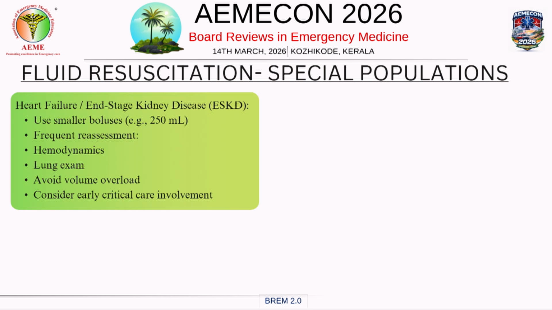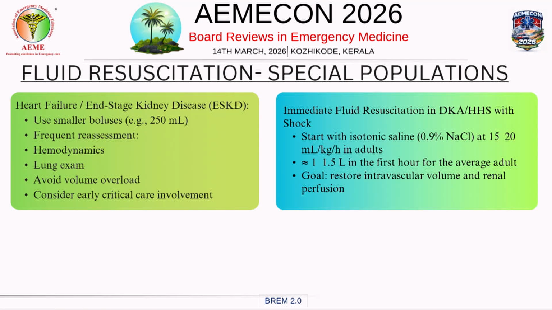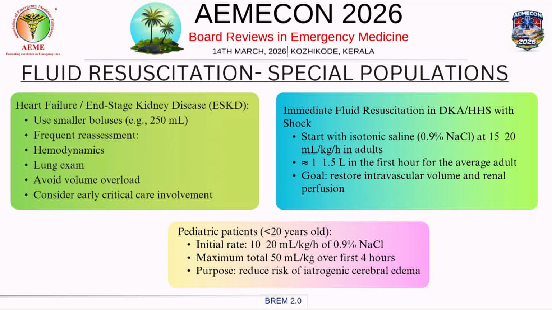Now some special situations. When you have a patient with heart failure or end-stage renal disease, use smaller boluses of around 250 ml and frequent reassessment is required. What if the patient is presenting in shock, like the initial case? There is no guide, the ADA has not mentioned this specifically, but of course you can start the patient on 15 to 20 ml per kilogram per hour fluid, and around 1 to 1.5 liter will go in the first hour, and then we can again reassess and titrate the amount of fluid. In pediatric patients, the initial rate is 10 to 20 ml per kilogram per hour and the maximum dose is 50 ml per kg over the first 4 hours.